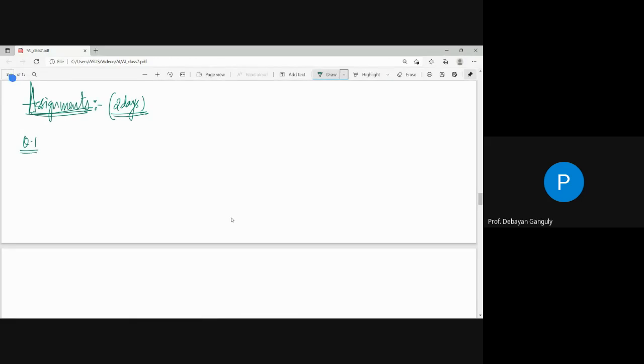So question 1: apply uniform cost and A star, and find the cost from source to goal node.